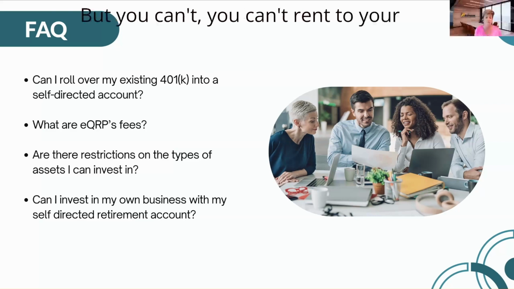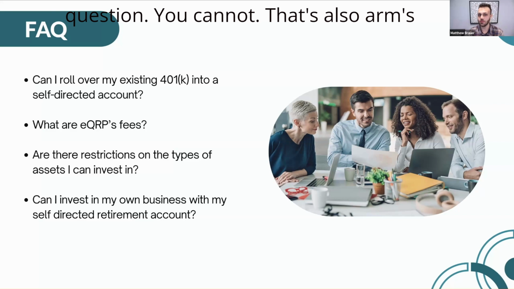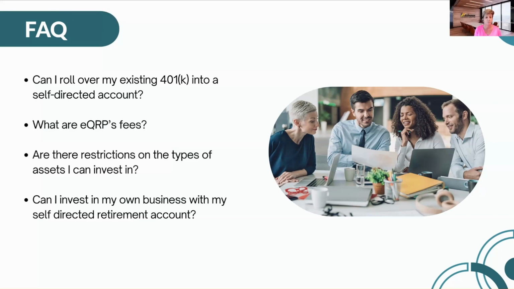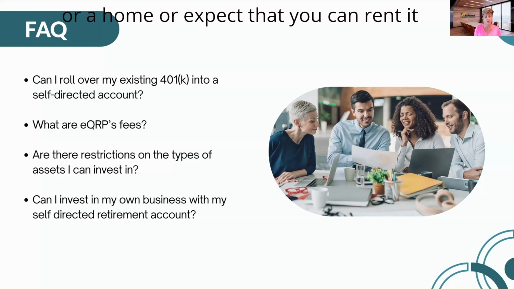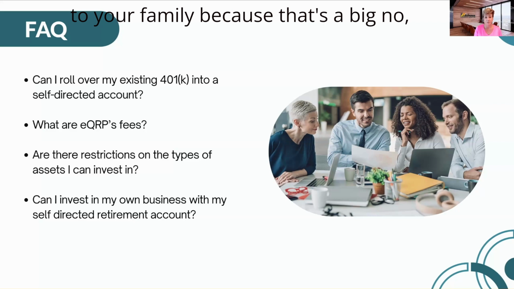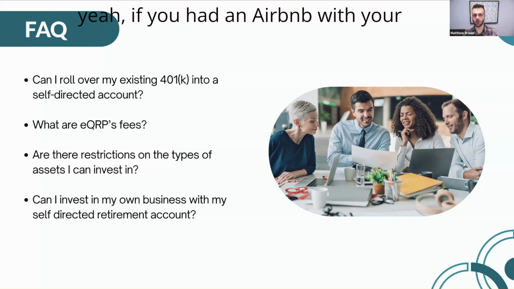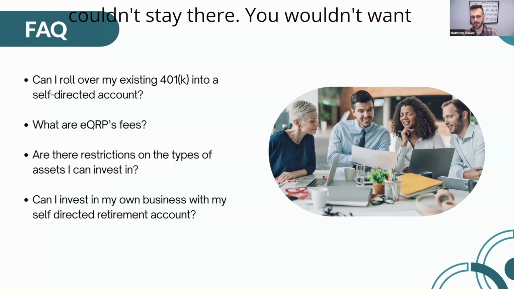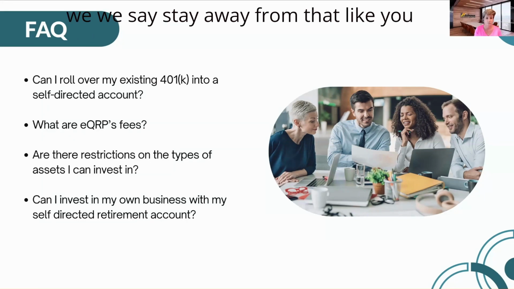So I'll add that in there. You can't rent to your immediate family either, could you? Good question. You cannot. That's also an arm's length disqualified transaction. Yep, you're right. So don't go buy an apartment or a home and expect that you can rent it to your family, because that's a big no-no. That's the thing: if you had an Airbnb with your retirement account, then you couldn't stay there. You wouldn't want family to stay there. So anyway, we say stay away from that, like you mentioned.